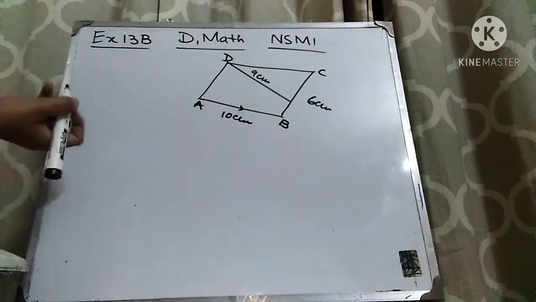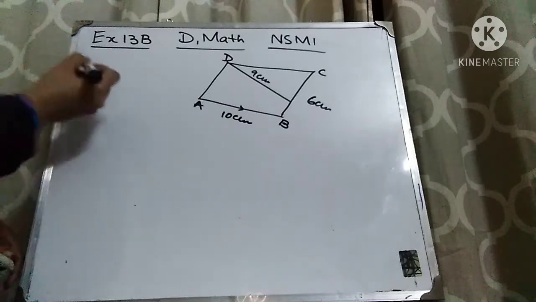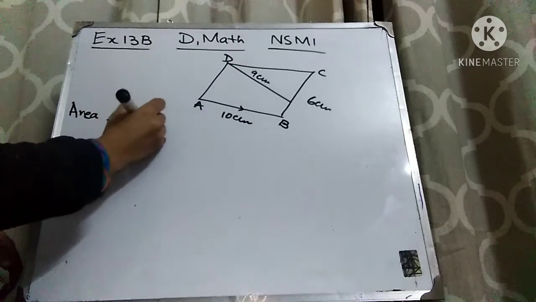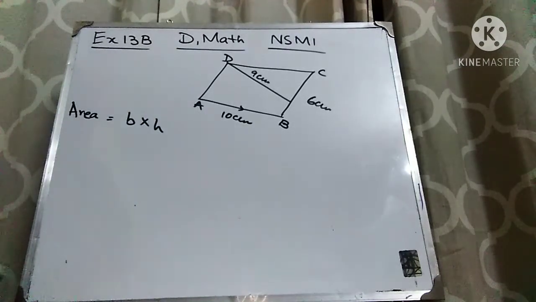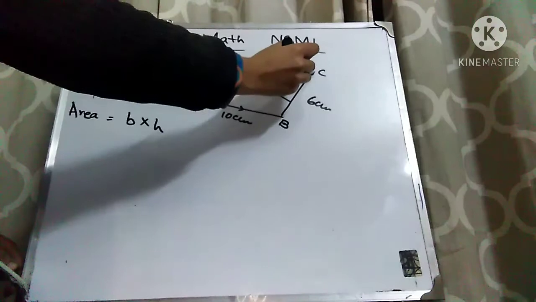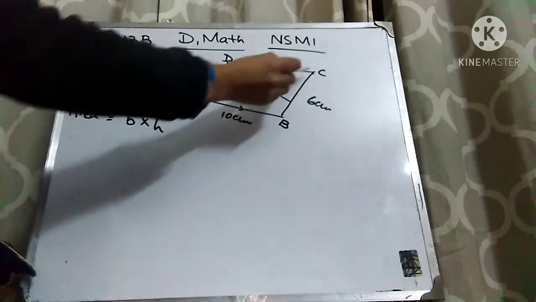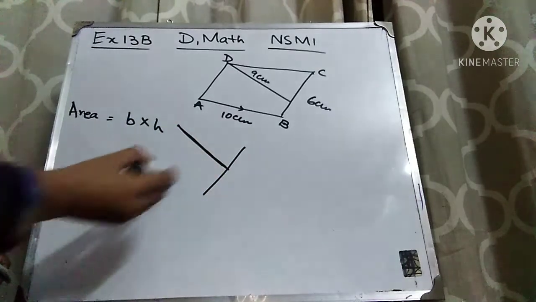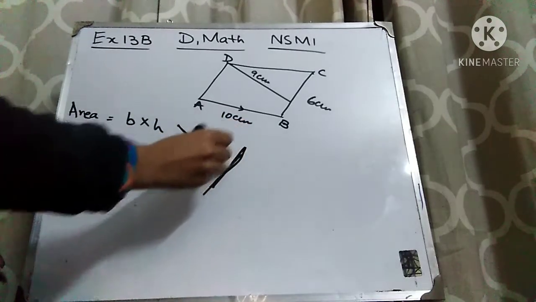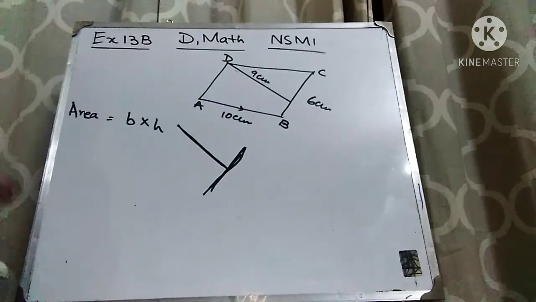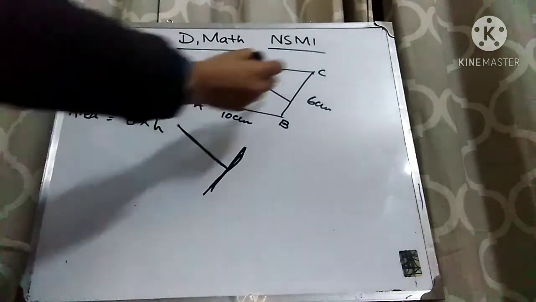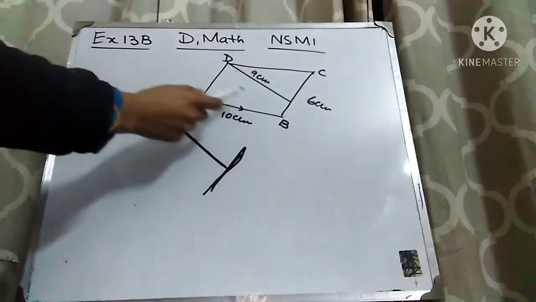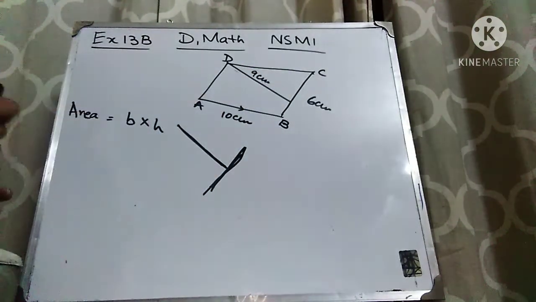So first write down the formula, what the formula is and what we are required to find. The formula to find out the area of the parallelogram is base multiplied by height. Now what is base and what is height? Students, remember that the line on which the perpendicular line is drawn, that is your base. So this is your base and this perpendicular line is the height. Always remember, the baseline is that line on which the perpendicular line is drawn, and this perpendicular line is called height.